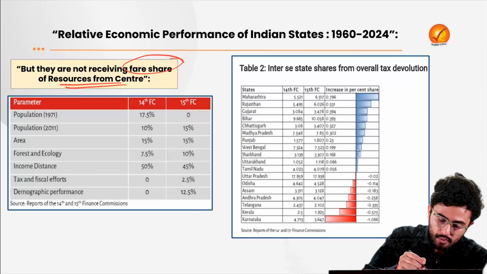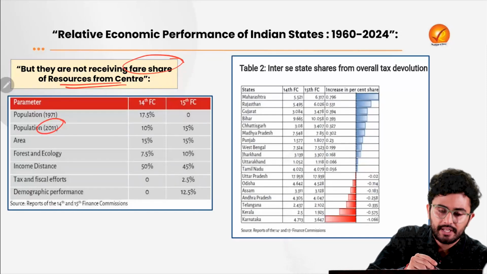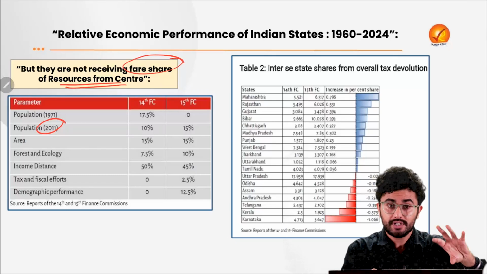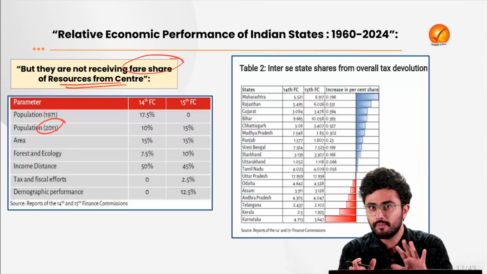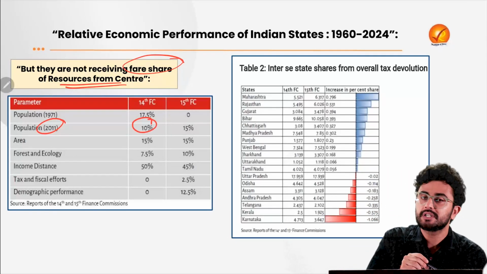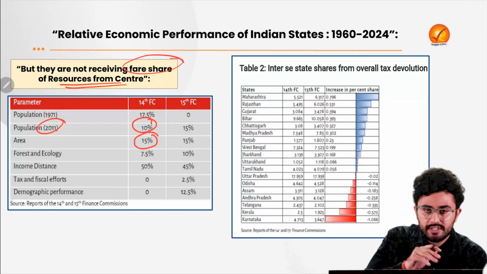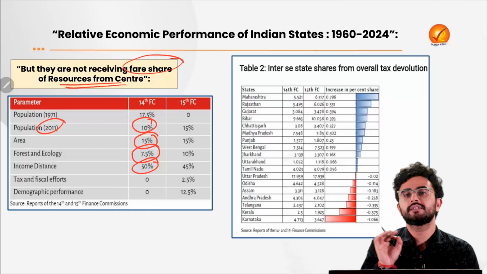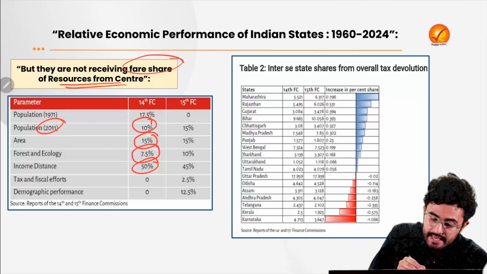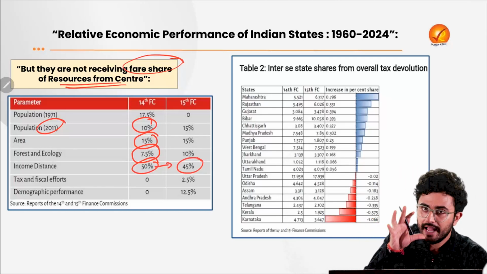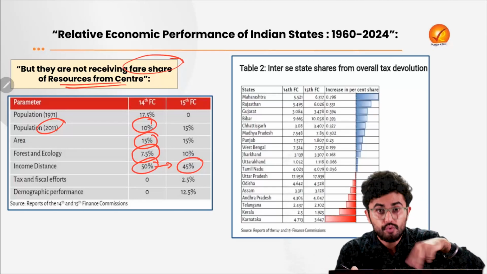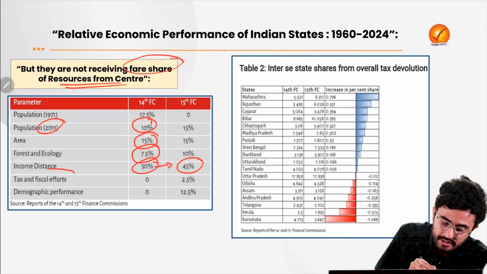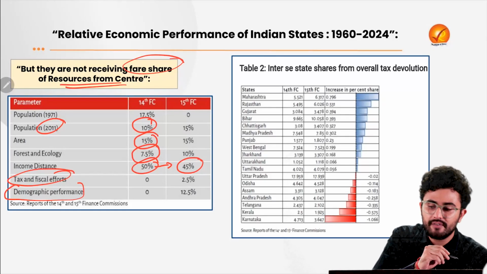It used to be like this: from the population of 2011, on the basis of how much population you have and how much work you have done in demographic performance and all of that, 10% was given. The area of the state was considered for 15%, forest and ecology 7.5%, and the income distance used to be 50%. Even right now, this income distance exists at 45%. Two new criteria were introduced in the 15th Finance Commission, which also appeared in your prelims examination. That was tax and fiscal efforts as well as demographic performance.